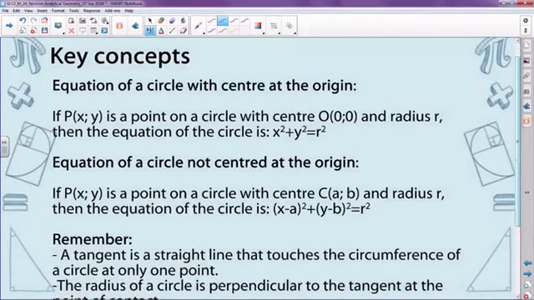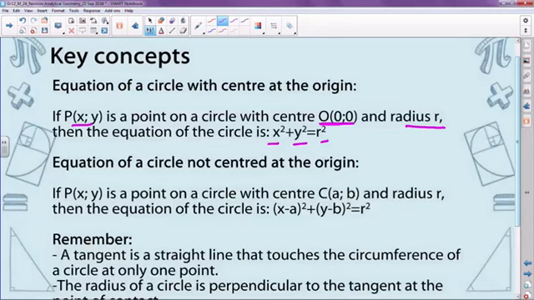You look at the equation of a circle with the center at the origin. You are reminded that if P(x, y) is a point on a circle that is centered at the origin, so at the point (0, 0), and it's got a radius of length r, then the equation of your circle is x squared plus y squared is r squared.